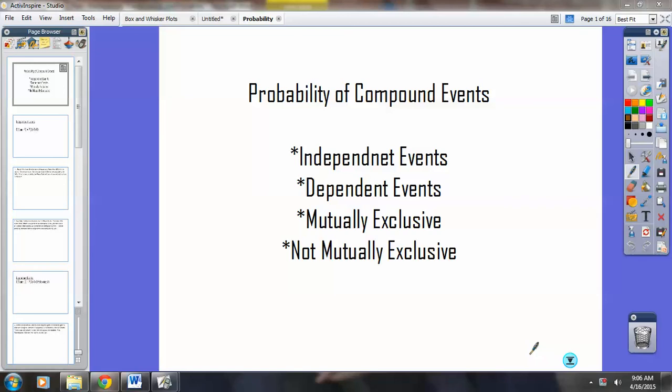Yesterday we started probability. We learned about independent events and dependent events. Can someone tell me the difference between independent and dependent? Jordan? Independent, they don't belong to each other. Yeah. On dependent, the outcome of what you do first affects the outcome of what you're going to do second, correct? But independent, the outcome of event A doesn't affect the outcome of event B. They're two independent events. Today we're going to look at mutually exclusive and not mutually exclusive.